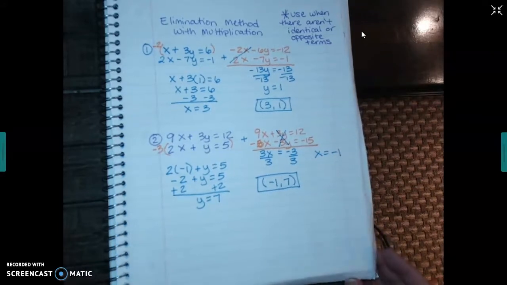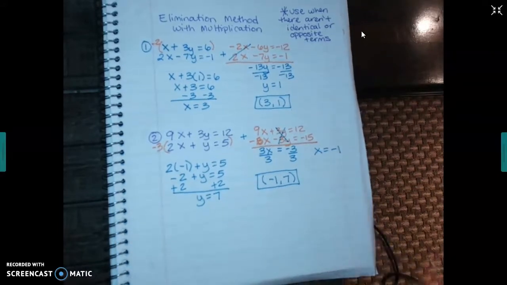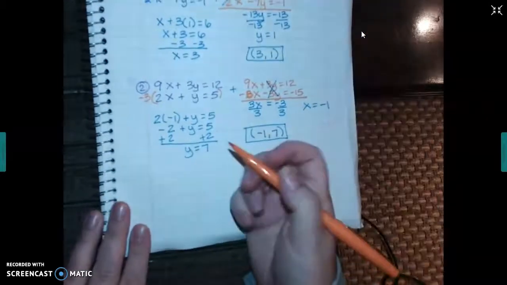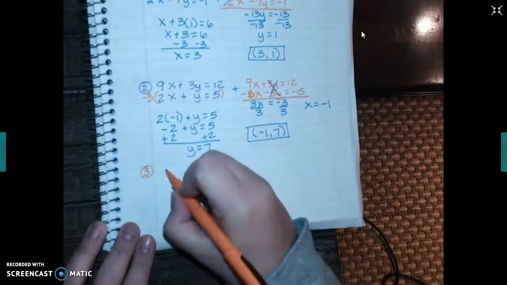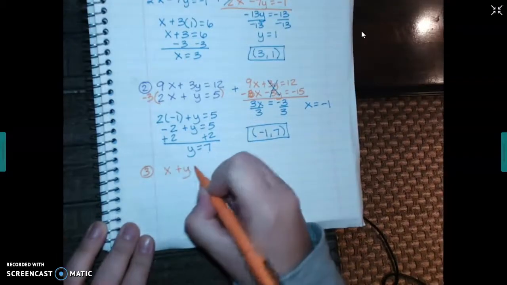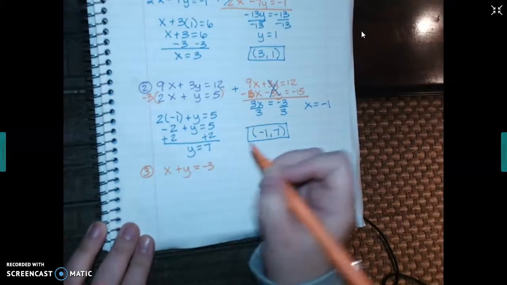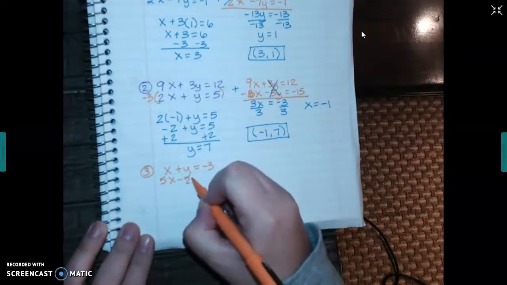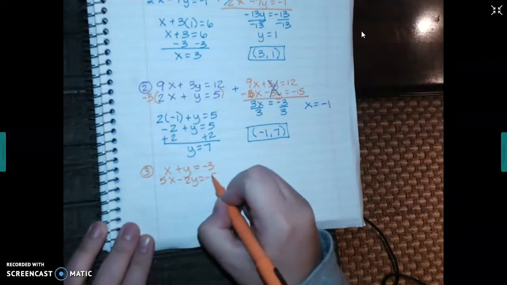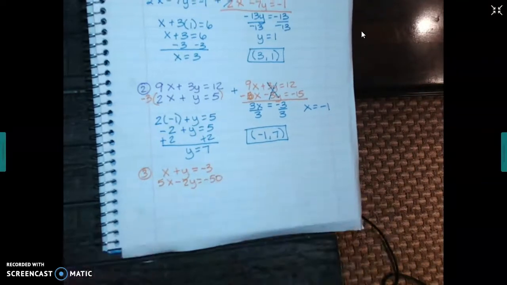Here's another example for you. X plus y equals negative 3. 5x minus 2y equals negative 50. For this example, there's a couple different ways you could do it.